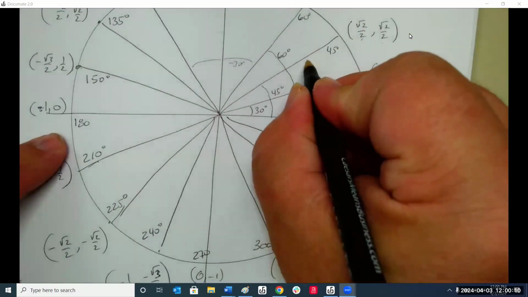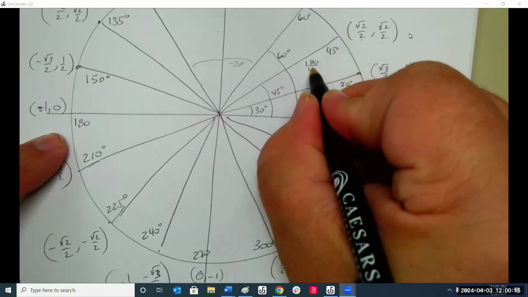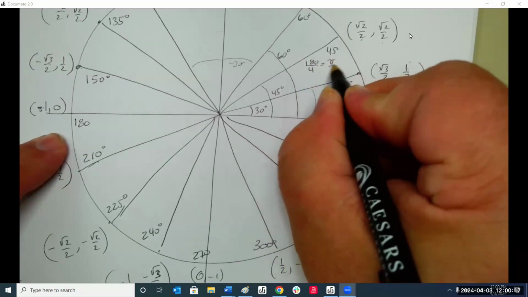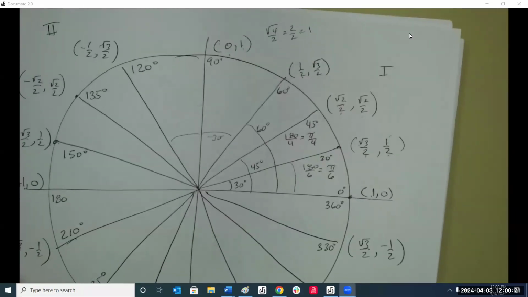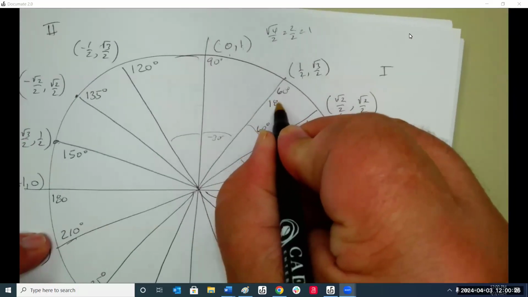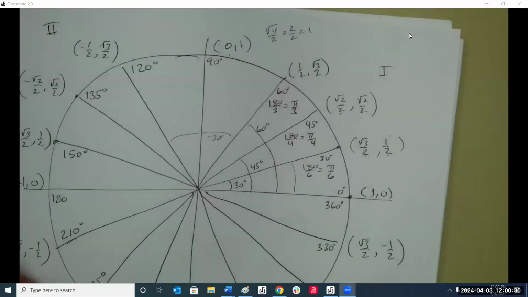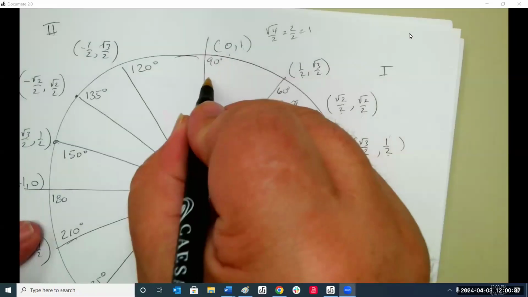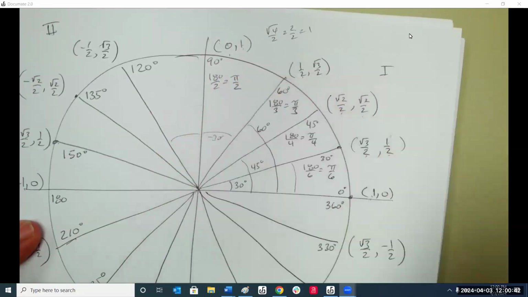45 degrees is 180 divided by 4. So it's pi over 4. 60 degrees is 180 divided by 3. So it's pi over 3. 90 degrees is 180 divided by 2. So it's pi over 2.